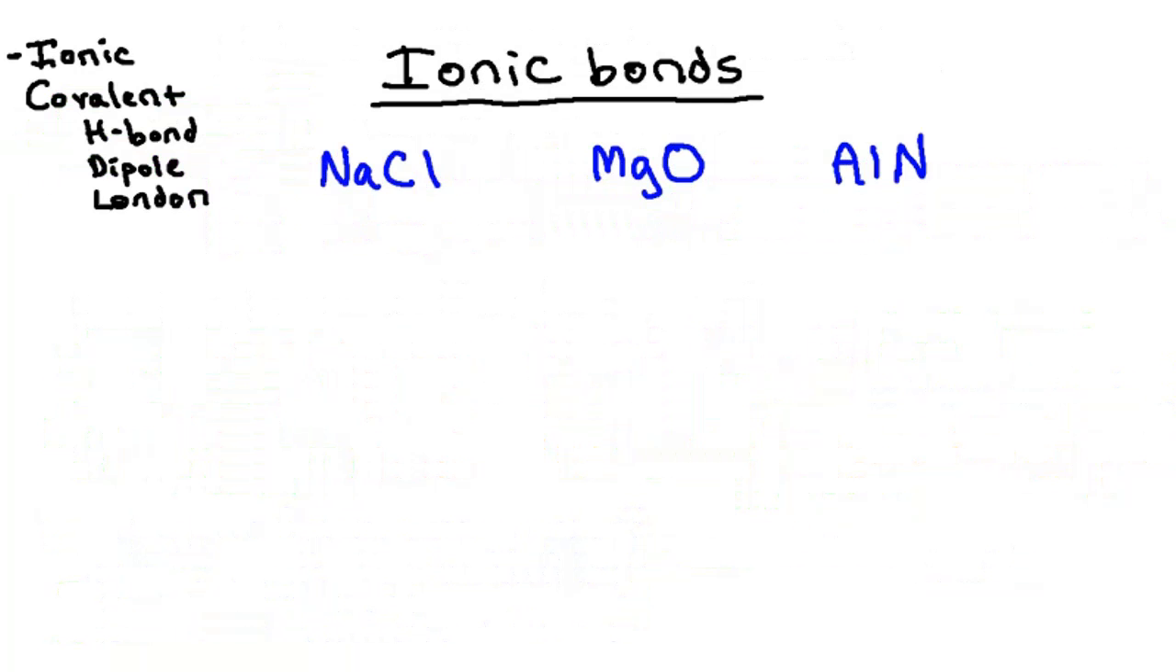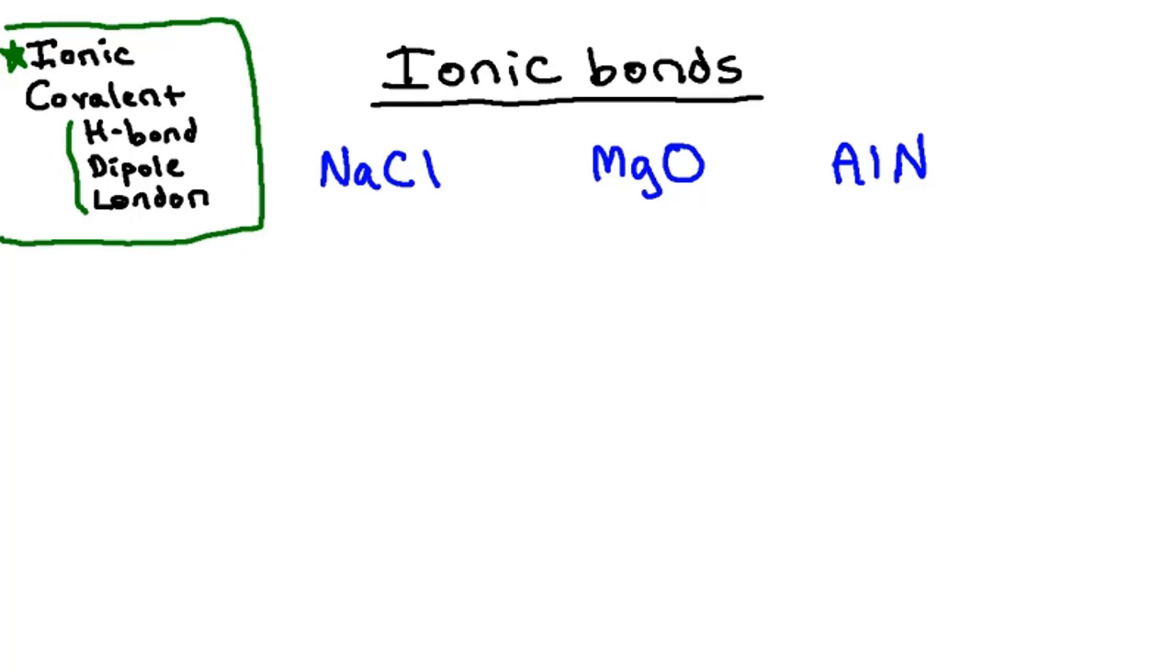So let's say we have three different molecules that are created by ionic bonds, and you need to rate these in order of their boiling points. And we have up here in the upper left-hand corner, I have the different types of molecular forces, and of course ionic is the strongest. And then after ionic, you have the covalent bonds, the hydrogen bond, dipole, and London dispersion forces.